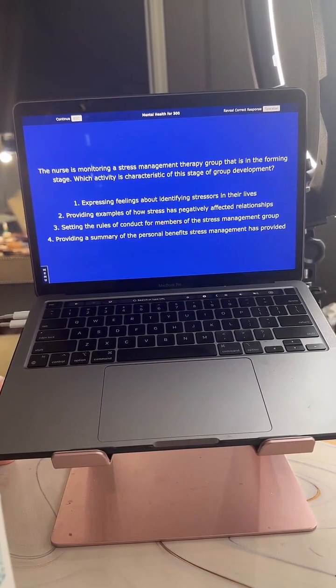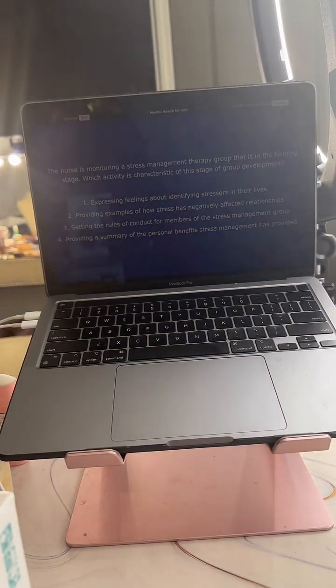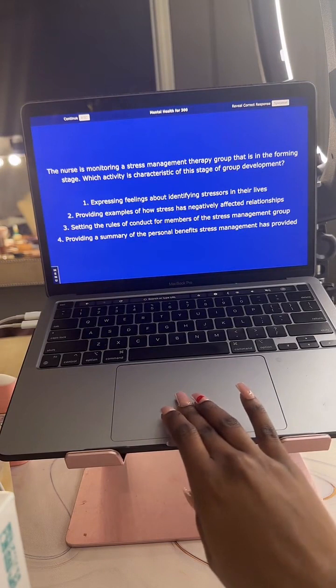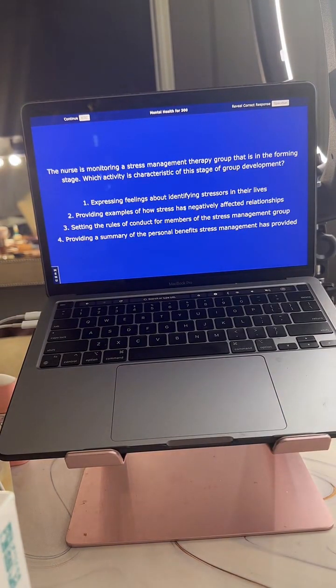All right, guys. Next question, mental health for 300. The nurse is monitoring... I'm seeing 3s, but y'all need to tell me why. Shanice said 1, 2, and 4 are saying the same thing. Don't make me laugh.